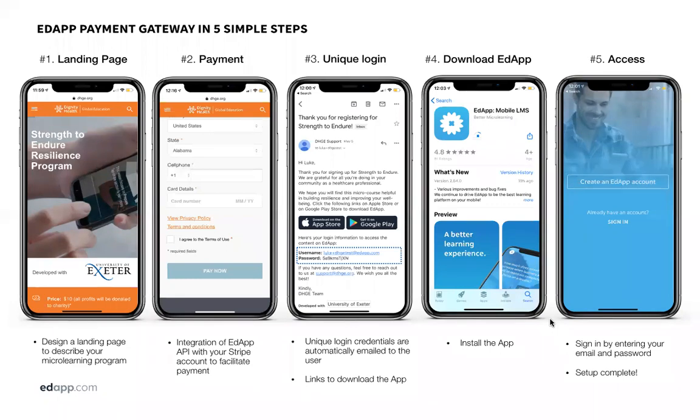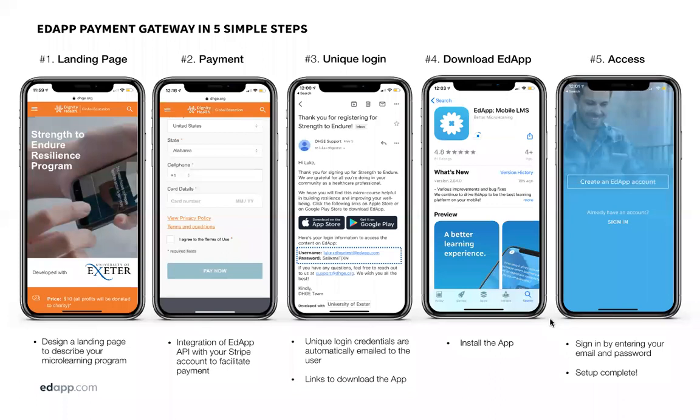Then in step 2, we've got the payment form that again still sits on your website where you're performing the transaction. And as I mentioned, in this case, Dignity Health Global Education have chosen to use the payment provider Stripe, but really any payment provider that is secure is available or will work to integrate with the EdApp API to set this up.